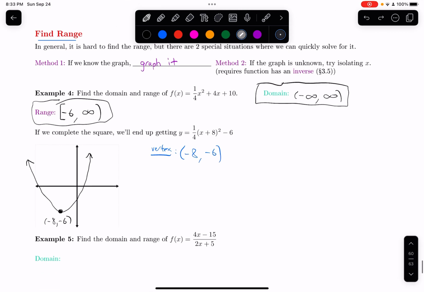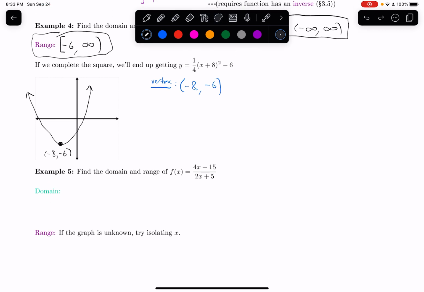And if that's the case, let's try method 2 here. Let's try isolating the x to find the range. But let's get the domain first perhaps. So for the domain, let's think about the restrictions.